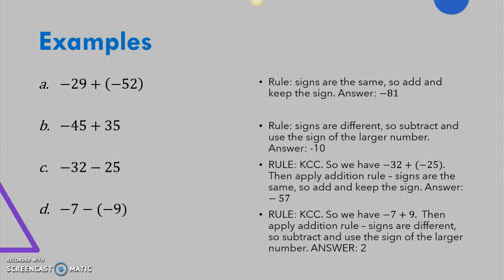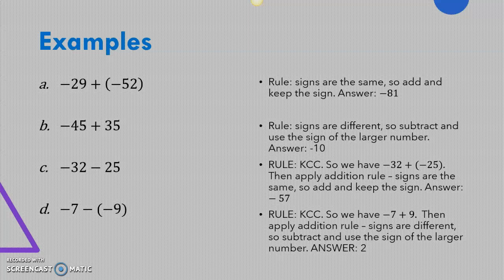Then we have negative 32 minus 25. Here we apply the subtraction integer rule, which I abbreviated KCC for keep, change, change. We keep the first number, we change the subtraction sign to addition, and then we change the sign of the last number to its opposite. So we would have negative 32 plus a negative 25. Then we apply the addition rules. The signs are the same, so we add and keep the sign, ending up with a negative 57.